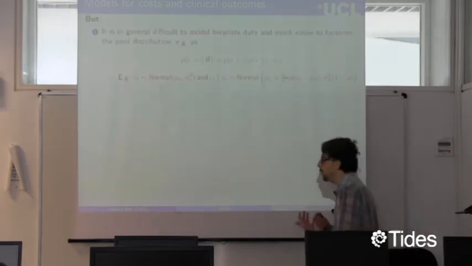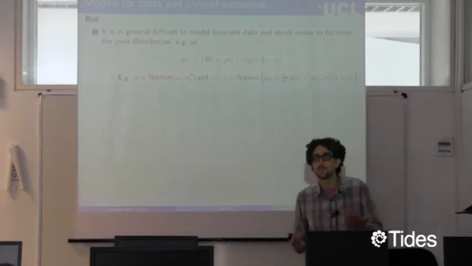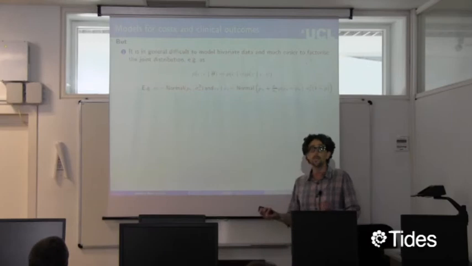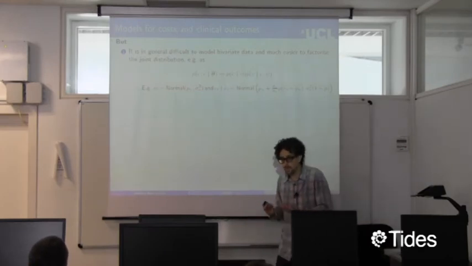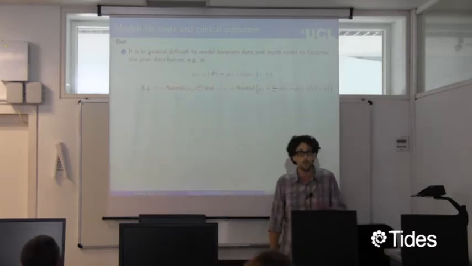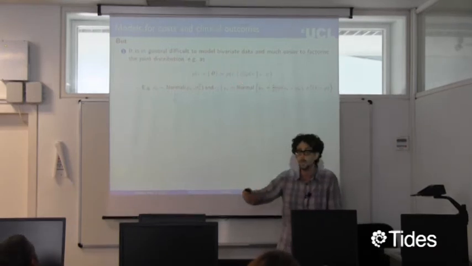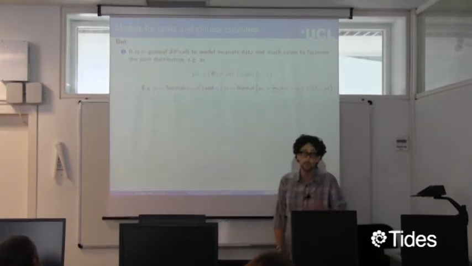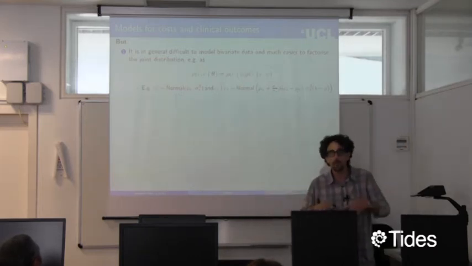However, we have a few problems in this setting, and the first one is that it is in general difficult to model bivariate data. We can do it, especially under a normal assumption, but it's easier to actually think in terms of some factorization. So whenever you have a bivariate distribution, you can always factorize it as the product of some marginal distribution for one of the two terms and a conditional distribution for the other term given the first one. This is just standard probability theory. We can always do it.